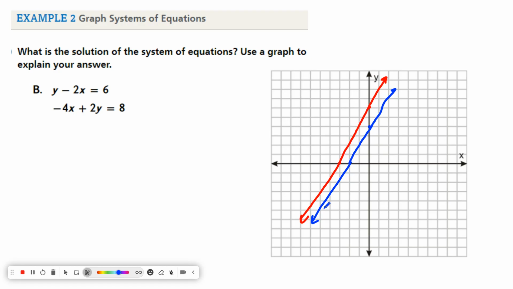Now, if you look at those 2 lines, they don't look like they touch. If I asked you to describe those lines, I hope that you would use this word, I'll put it in purple, called parallel. Those 2 lines are parallel. If parallel lines do not touch, then they do not have a point of intersection. And if they don't have a point of intersection, then the answer is no solution.